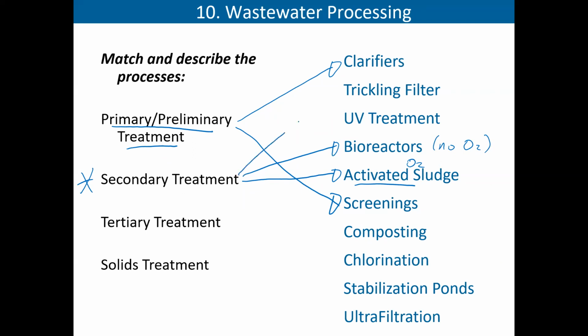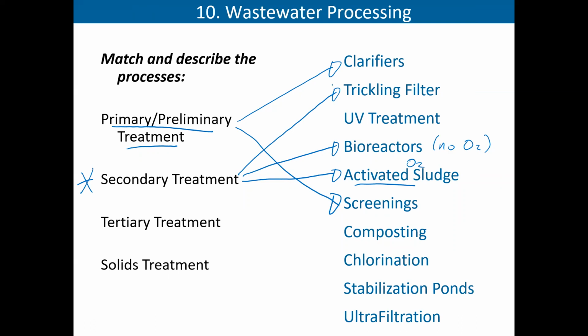Some places have trickling filters. So if you remember what trickling filters are, they're basically giant gravel beds. And on these giant gravel beds, the water is sprayed over top. And as it trickles through, the organics in the water are broken down by organisms that are in the biofilms on the gravel.